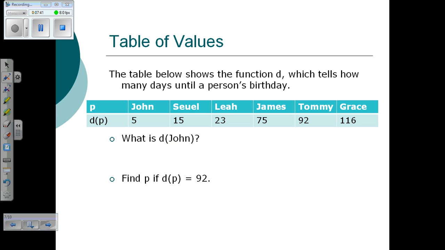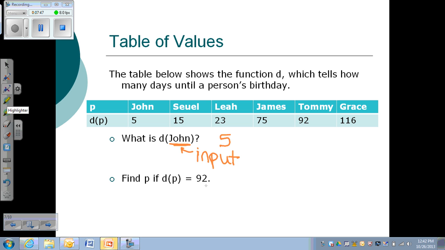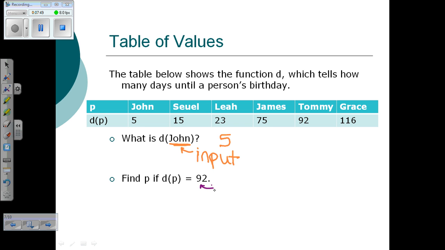Now the opposite question: find p if d of p equals 92. So this time I'm giving you d of p, so I'm giving you the output of this function is 92, and I'm asking what was the input that went with 92. So we can see that right here. The person whose birthday is 92 days away is Tommy.